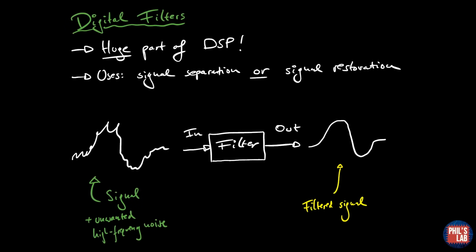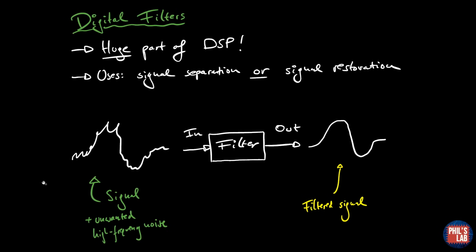Digital filters are a huge part of DSP, that is digital signal processing, possibly even the biggest part. We typically use them if we want to separate signals or restore signals. So for example, here we have a signal that has some underlying trend, but it's covered in unwanted high-frequency noise. The way we would typically suppress that noise is via a filter. A filter typically has one input and one output and does something in between. Ideally then our output signal on the right here will have the underlying trend of the original signal, but with some or all of the high-frequency noise removed.